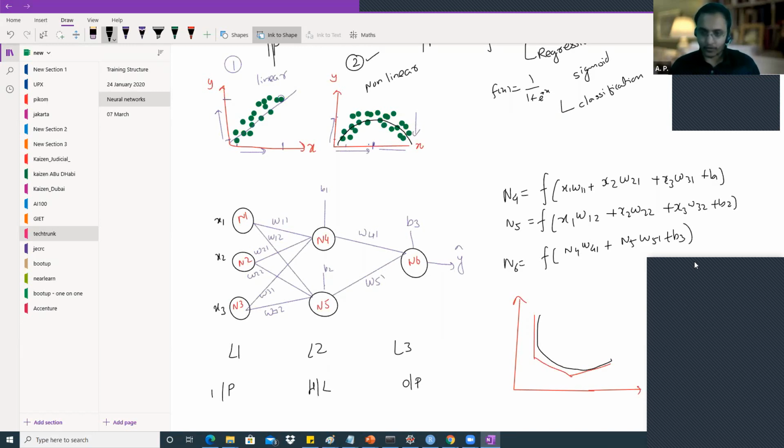So I hope we're good, Abhishek, right? I have answered your question: why different bias for neurons in the same hidden layer?